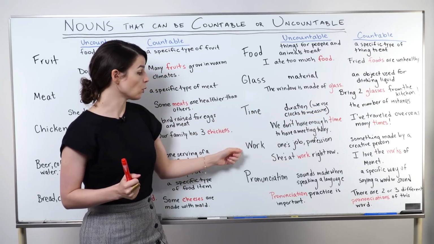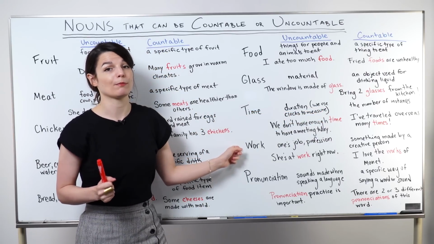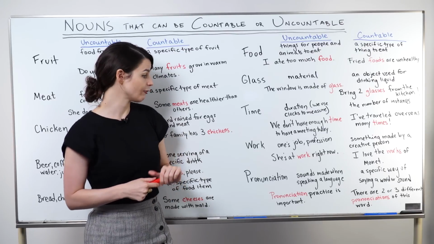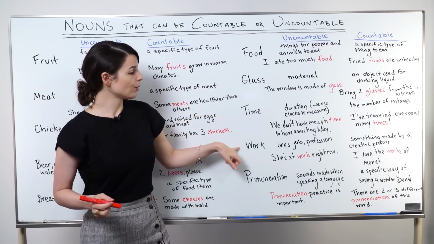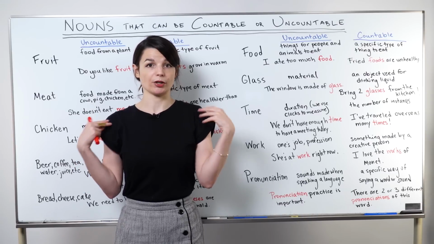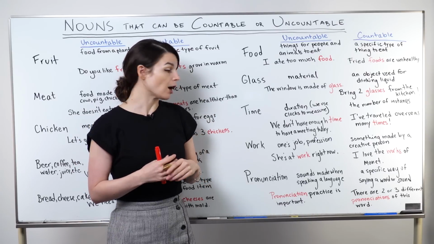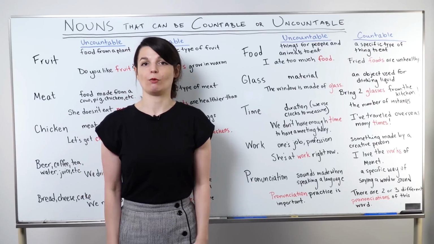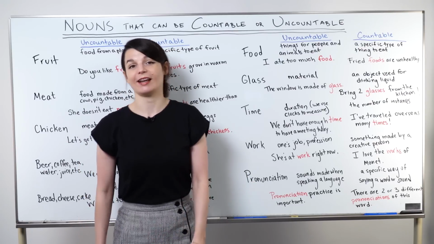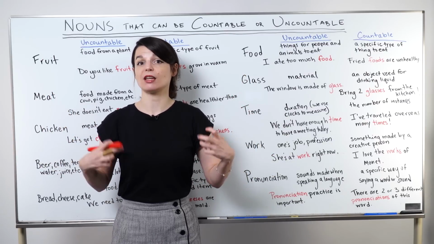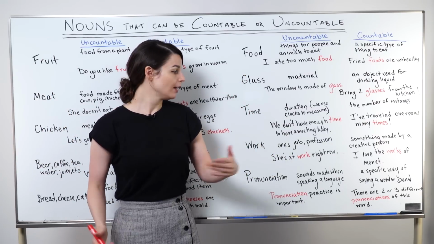Okay, the next one is work. This is a very good one to remember, especially if you are in creative related fields. As an uncountable noun, work refers to one's job. So one here means one person, oneself. So your job or your profession. For example, she's at work right now. I have to go to work, and so on. So that refers to your job, your profession, the thing you do for your life.